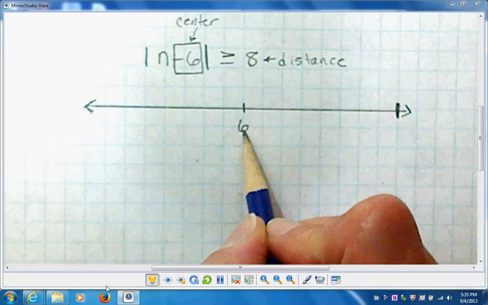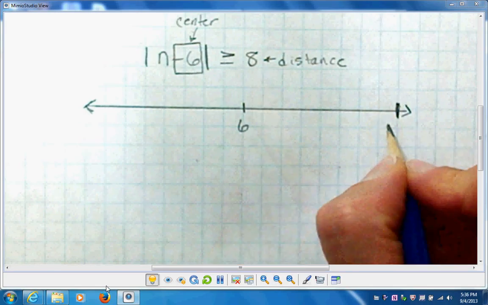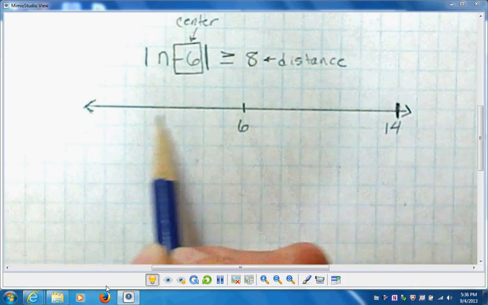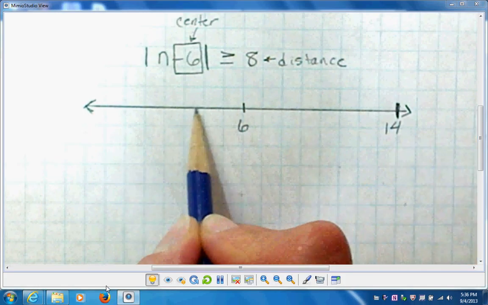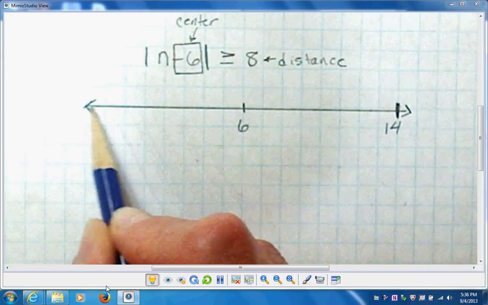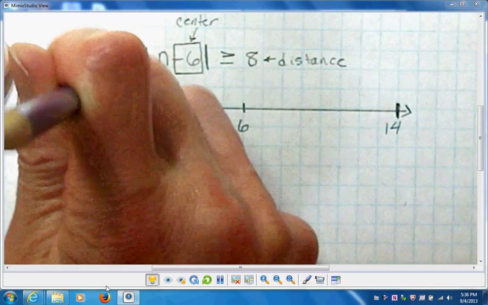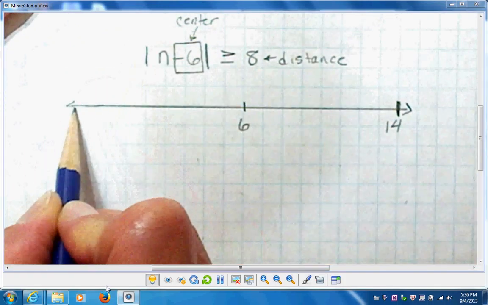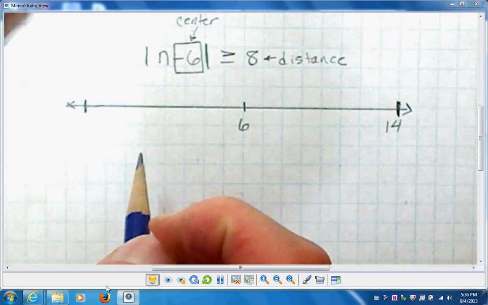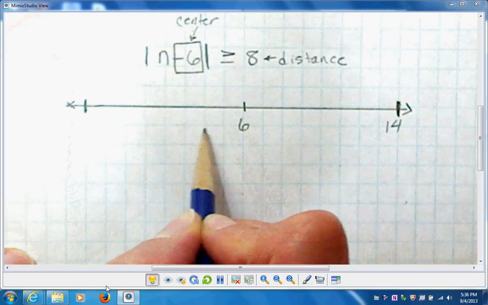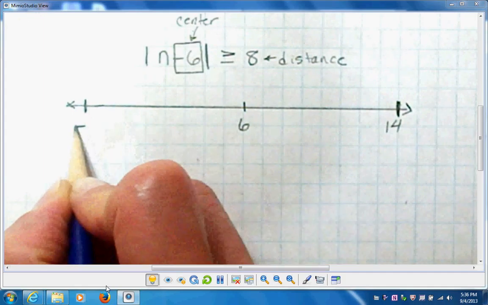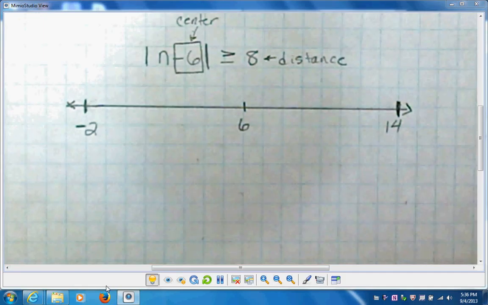Okay, so 8 plus 6 gives me 14. And then I have to go 8 in the other direction. So this is 1, 2, 3, 4, 5, 6, 7, 8. Once again, I misjudged the length of my line, so I'm going to extend it a little bit. Okay, so this would be going backwards 8, so I'm going to subtract 8 from 6, and I'm going to get -2. Okay, so those are my critical points.